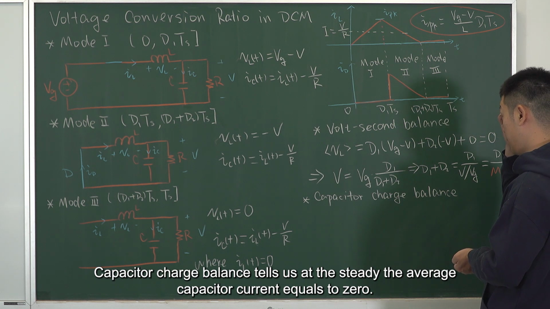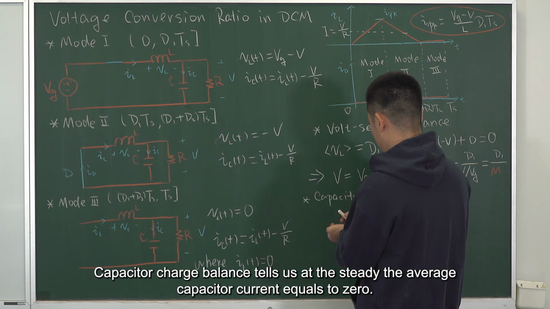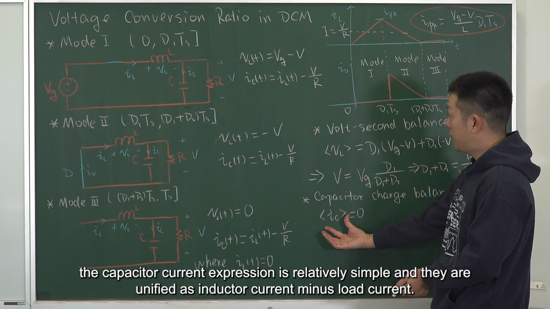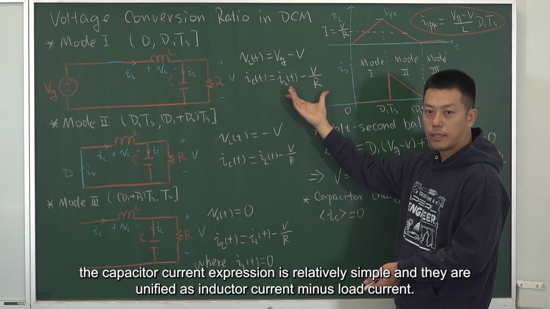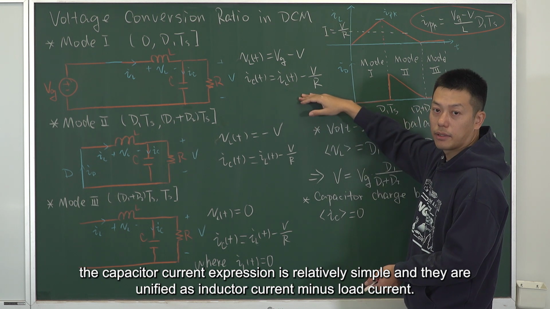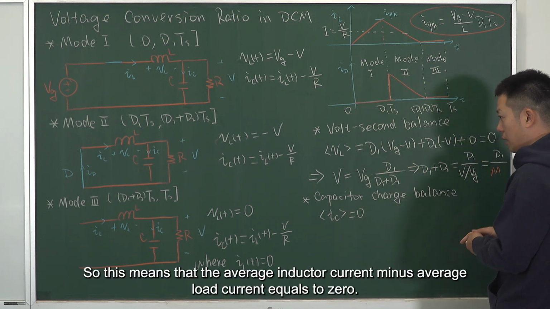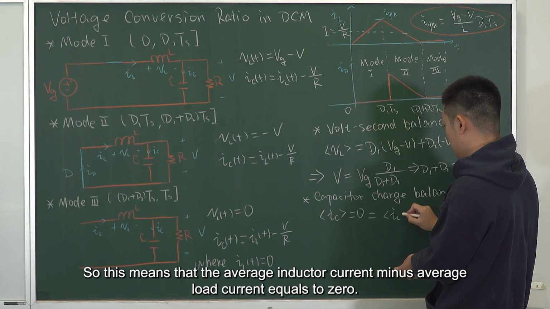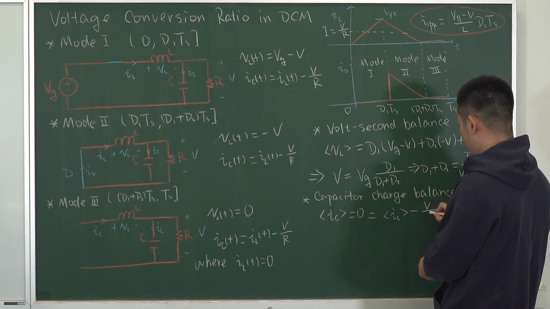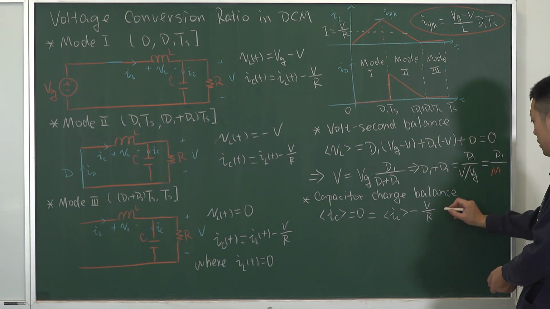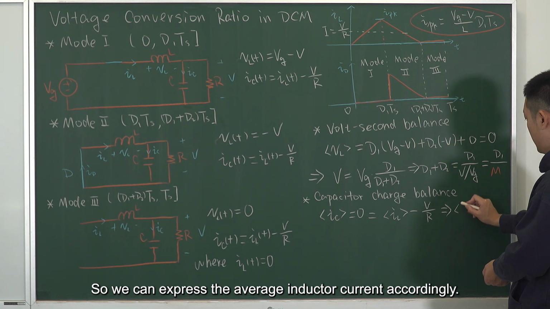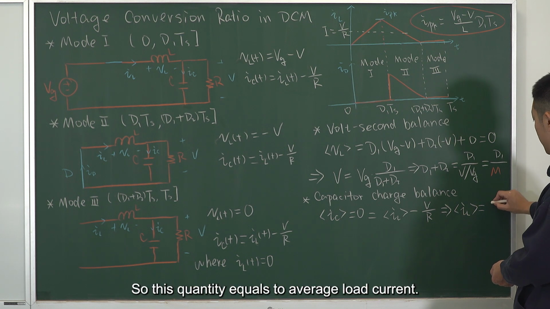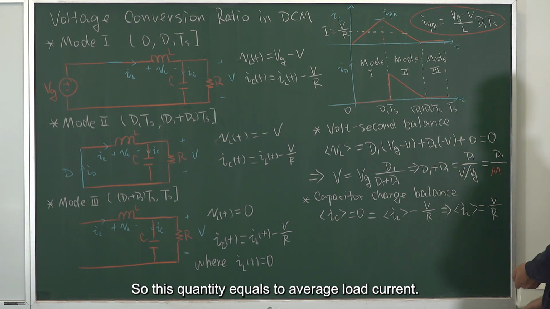Capacitor charge balance tells us at steady state the average capacitor current equals 0. The capacitor current expression is relatively simple, and they are unified as inductor current minus load current. So this means that the average inductor current minus average load current equals 0. So we can express the average inductor current accordingly. This quantity equals the average load current.